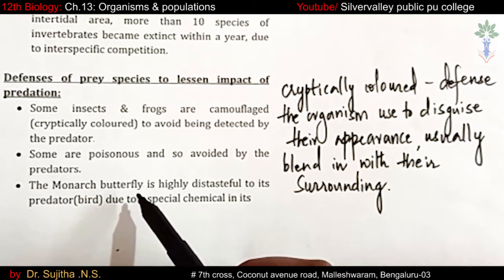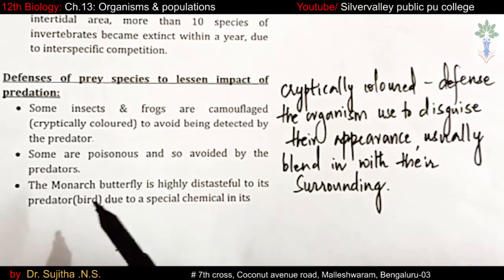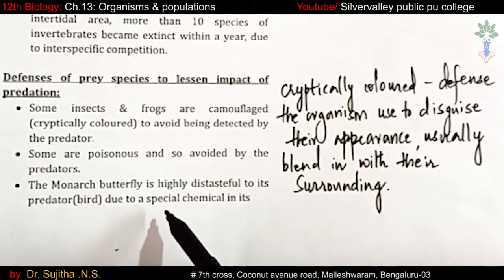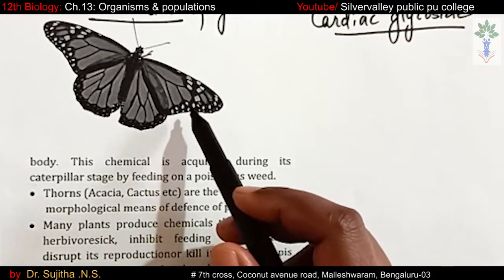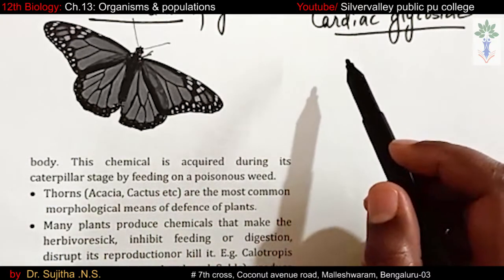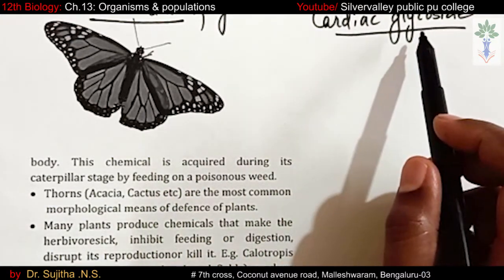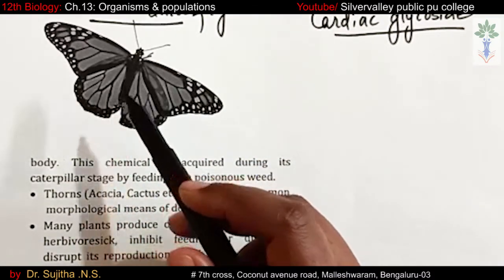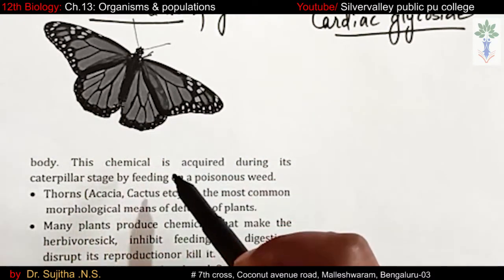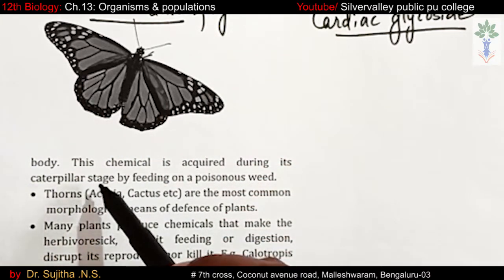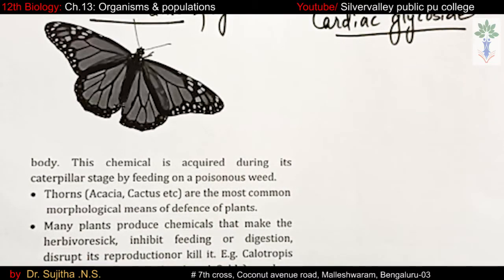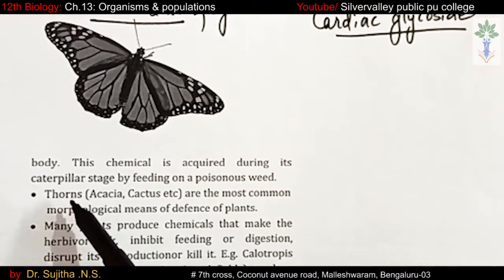The monarch butterfly is highly distasteful to the predators because it has got a special chemical in its body. The chemical which is present in the body of the monarch butterfly is cardiac glycoside. This cardiac glycoside is mainly accumulated in their wings and in their abdomen region. This chemical is acquired when the monarch butterfly was in its caterpillar stage, when it was feeding on the poisonous weed.